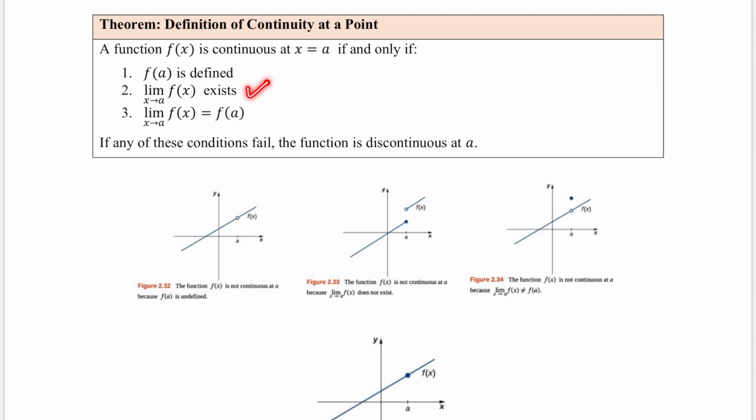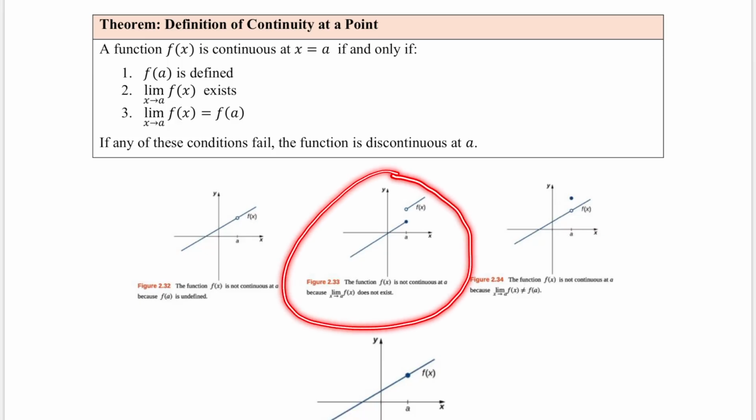Second, the limit as x approaches a must exist. That means the left-hand limit and the right-hand limit must be equal. If the function jumps, meaning the left side approaches one number and the right side approaches a different number, then the limit does not exist. If the limit does not exist, continuity fails. So step two, the limit must exist. This graph is an example where the limit does not exist at x equals a.